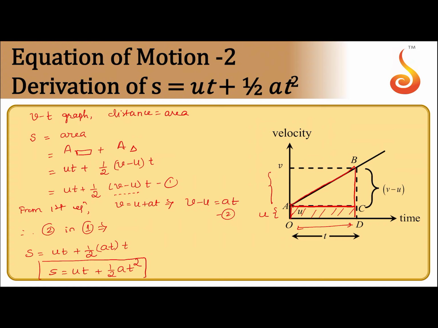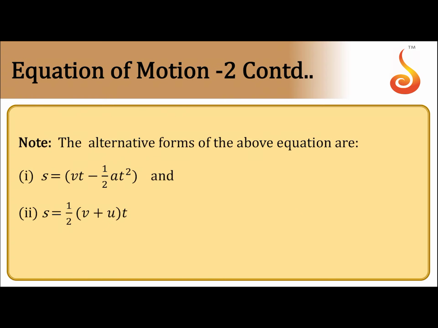Thus, the second equation of motion s is equal to ut plus half at square is derived like this. So, remember once again, this is applicable only when the acceleration is constant. This equation can be represented in two other formats as well. What are those? s is equal to vt minus half at square and s is equal to (v plus u) t divided by 2. These are the two different versions.